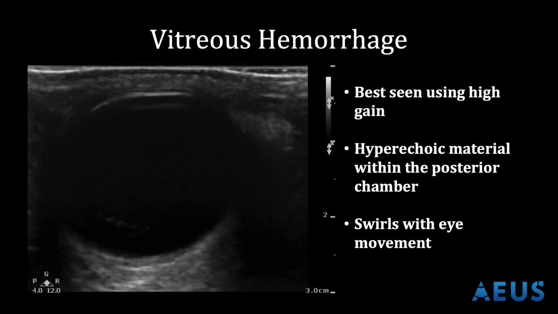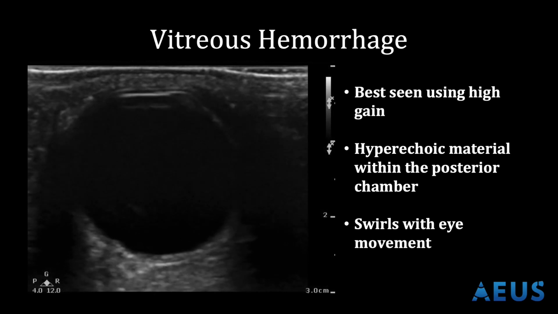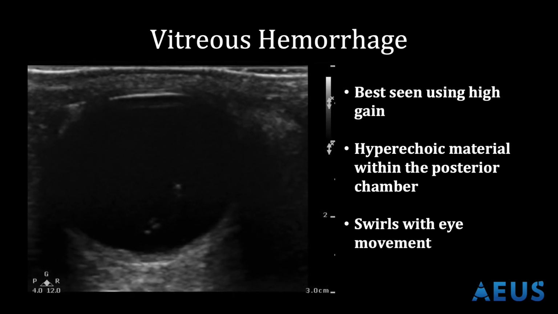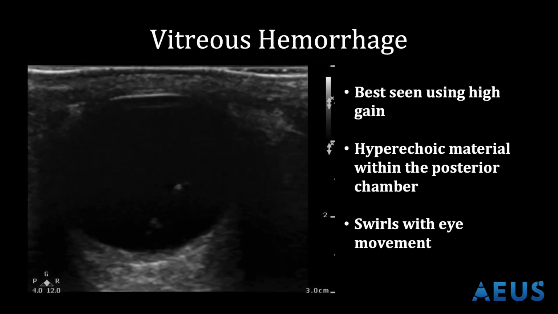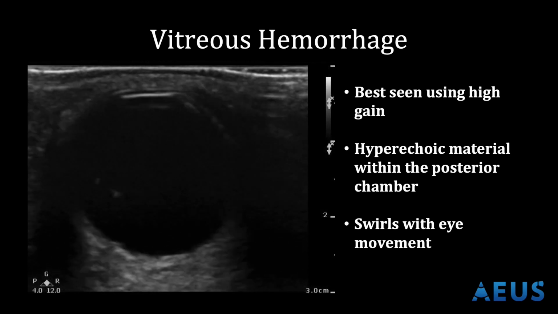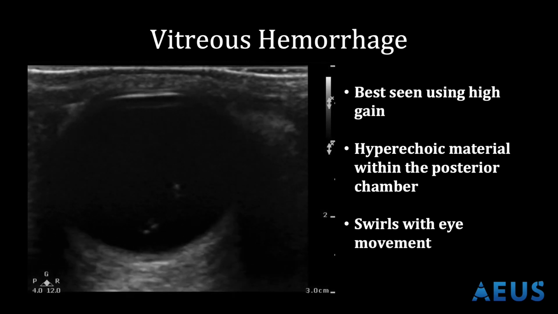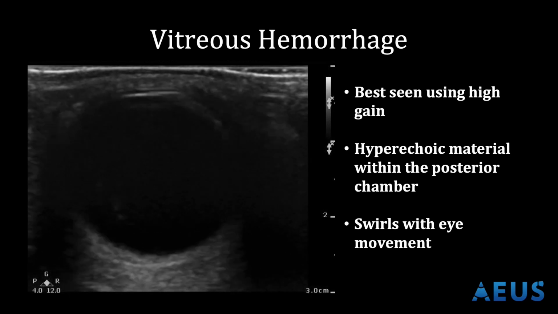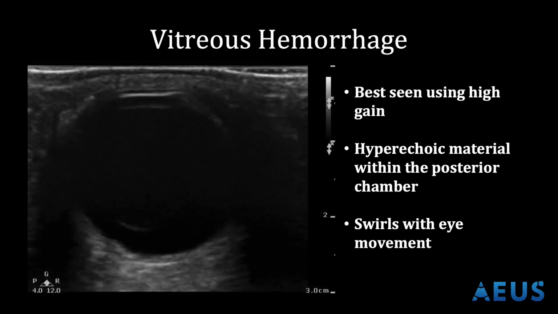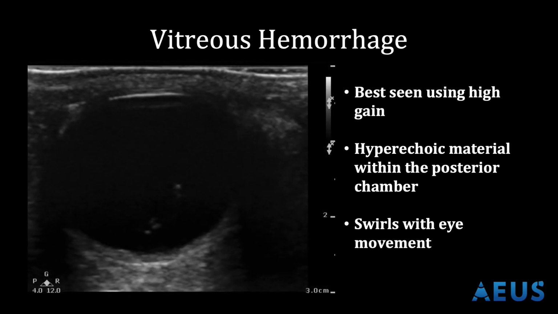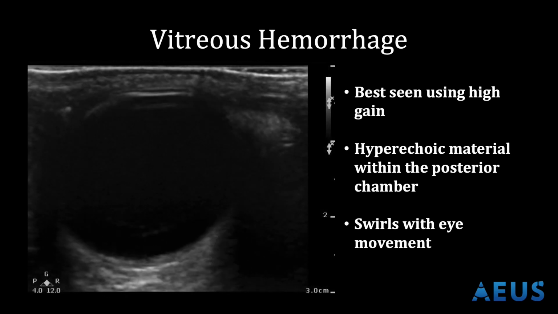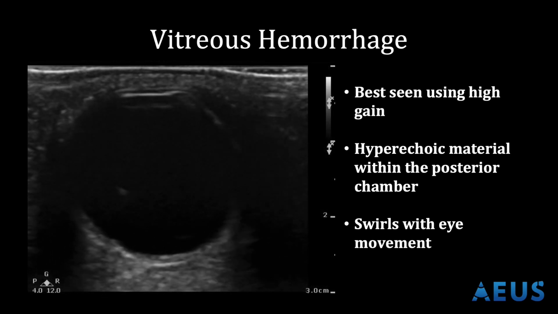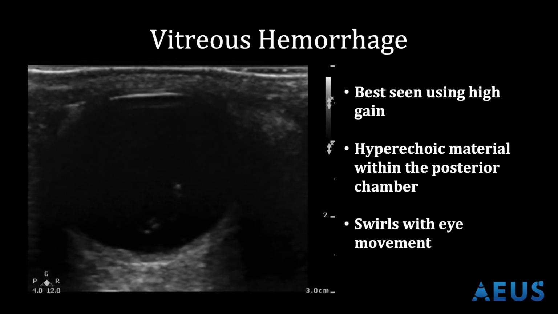A vitreous hemorrhage can be visualized in the vitreous chamber of the eye. It is often subtle, so the gain should be turned up. Often the patient will complain of floaters in their vision. A vitreous hemorrhage can be associated with other ocular pathology, such as a vitreous detachment. The best way to detect a vitreous hemorrhage is by asking the patient to move their eye, which should give a washing machine effect as the vitreous hemorrhage swirls within the posterior chamber.